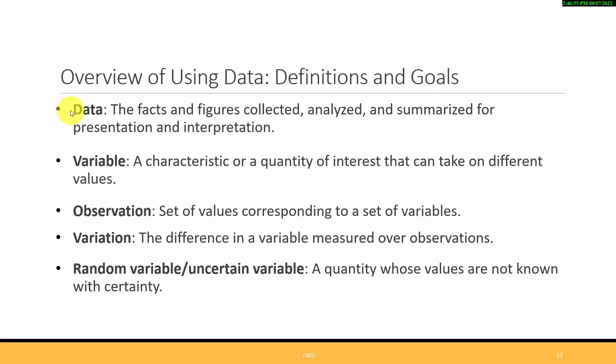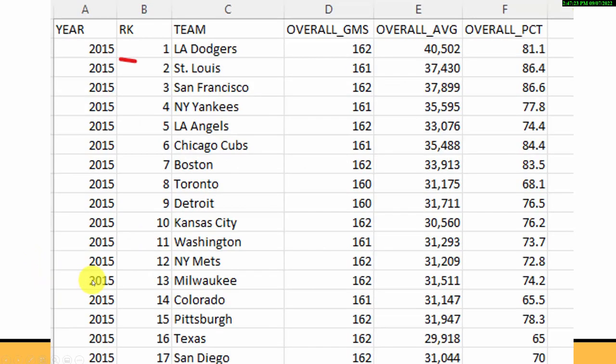First of all, data. We already know this is the facts and figures collected, analyzed, and summarized for presentation. A variable is the characteristic or quantity of interest. An observation is a set of values corresponding to a set of variables. Variation is the difference in a variable measured over different observations. Let me take this a little further and show you an example.